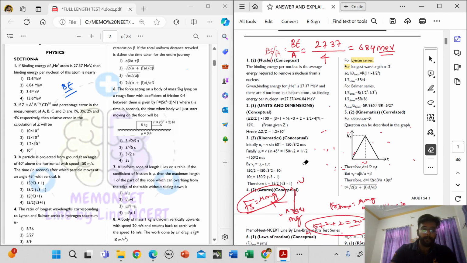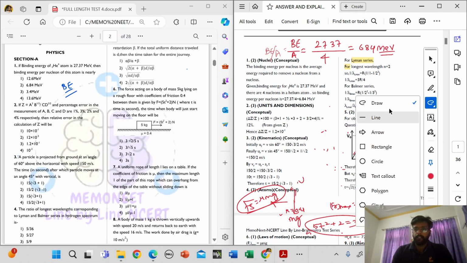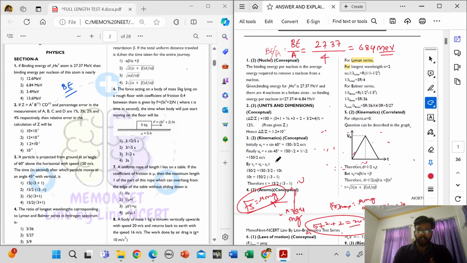So next question. Next question is: a particle is projected from the ground at an angle of 60 degree above the horizontal with speed 150 meters per second. The time after which the particle moves at an angle of 45 degree with the vertical is asked. This is a question from projectile motion. Just keep attention here.